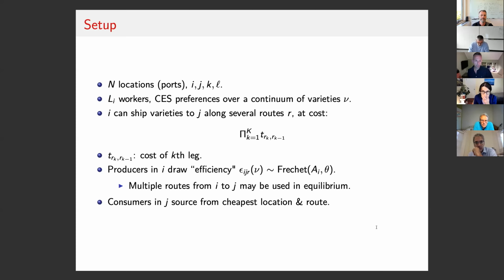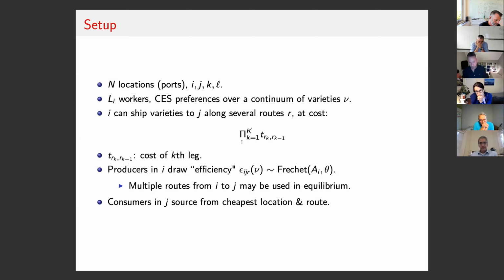Okay, so we're going to have N locations here. We can think of a location as a port. Those could be I and J, or typically if we think about traffic, it's going to be K and L. L workers, CES preferences. We're going to have a continuum of varieties, mu. And I can ship to J along several routes R at a cost, and those costs are going to be multiplicative. So T here is the transportation cost between two segments along a given route. So you're just multiplying the T's for all the segments in a given route.